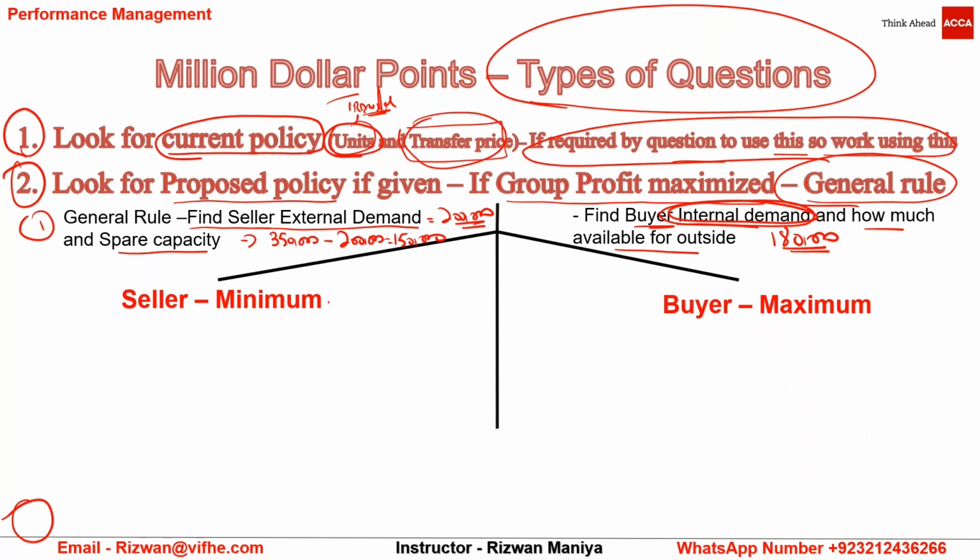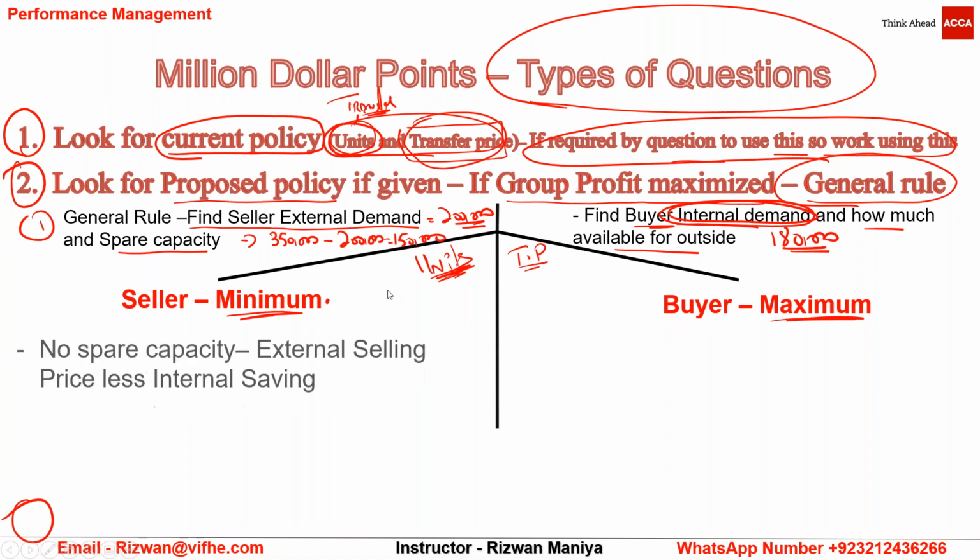You have seen a lot of questions asking you to determine minimum transfer price and maximum transfer price. Through this general rule, we will not just find out the transfer prices, but we'll find out the units to transfer and the transfer price both. We'll find out two things, as was mentioned in the current policy. So through general rule, we'll find out the best optimum units to transfer and the price of that as well.